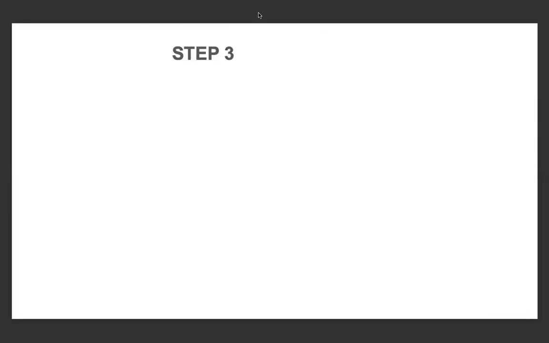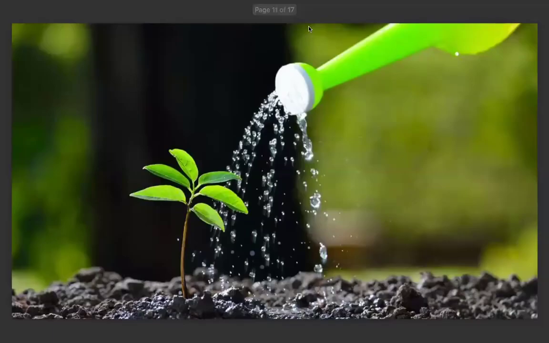Now the third step. What is the third ingredient? The first one, I have already done. That is absorption of the sunlight. Now the second one is absorption of carbon dioxide. That is also done. Now the third ingredient is none other than water, right? We also require water for cooking. Almost every food, we definitely require water.